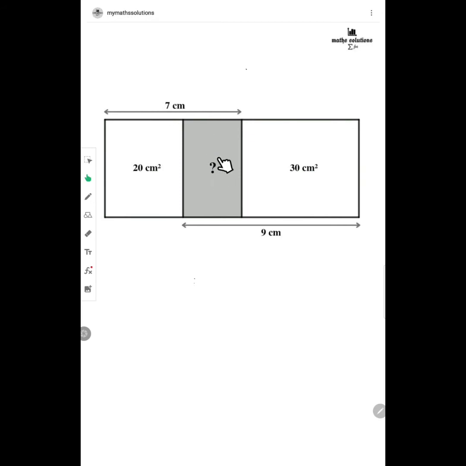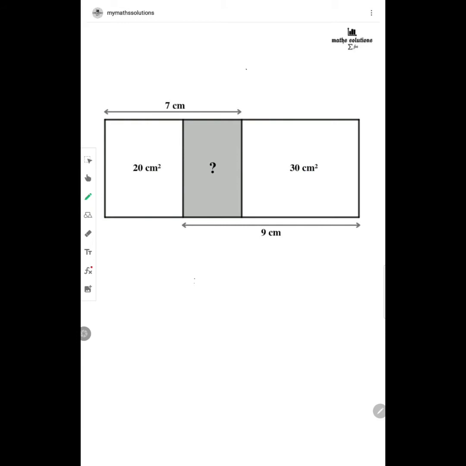So the problem is find the area of the gray rectangle, and sometimes you could estimate it, but it's not gonna come out good. You could think it's 14 square centimeters or 18 square centimeters. We don't know. So we're gonna use math to figure it out.